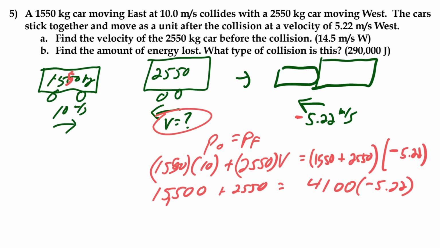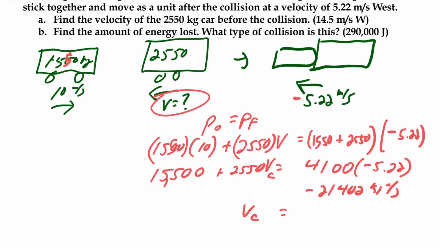This one I better use a calculator for. So 4100 times negative 5.22 gets me negative 21,402 kilogram meters per second. And oops, I forgot that V right there. Okay, so let's go ahead and do the math on this. I'm going to let you do the algebra. You want me to? All right, fine, I'll just do it.